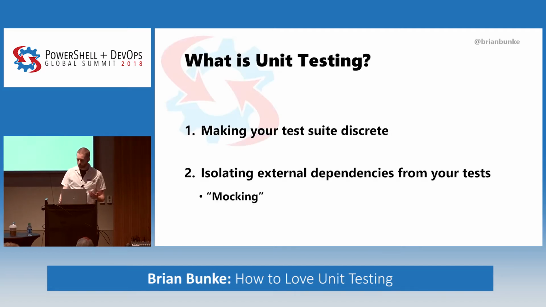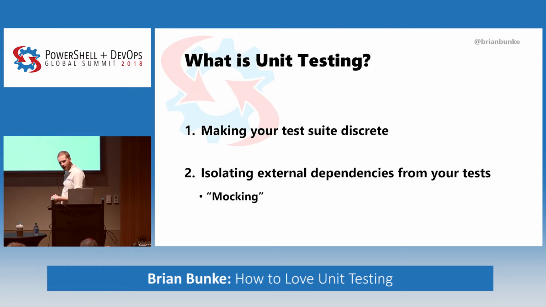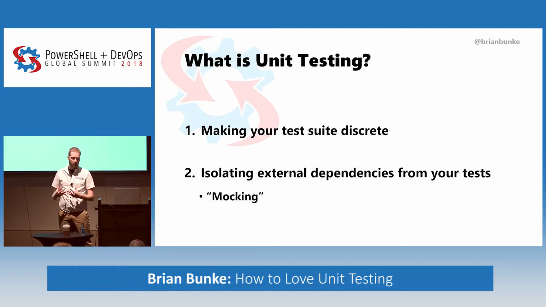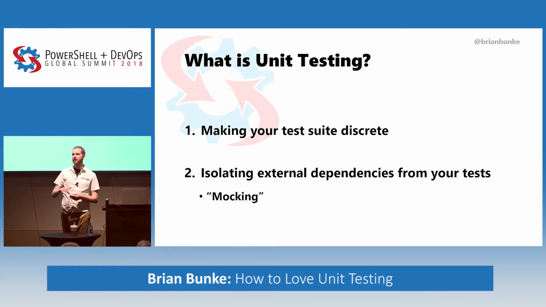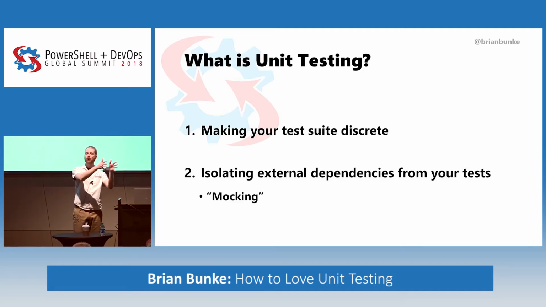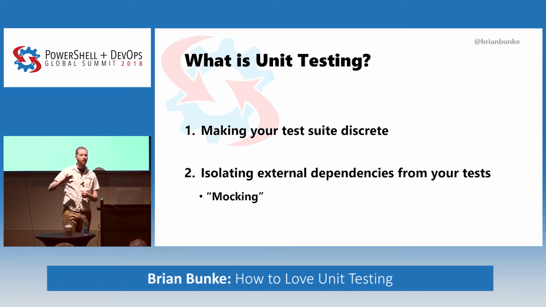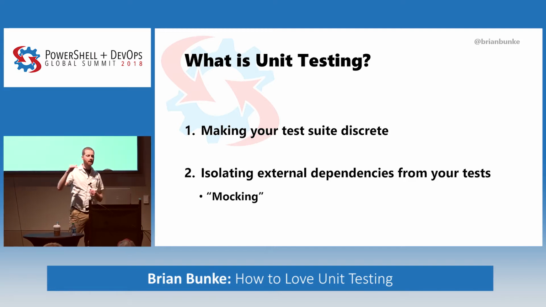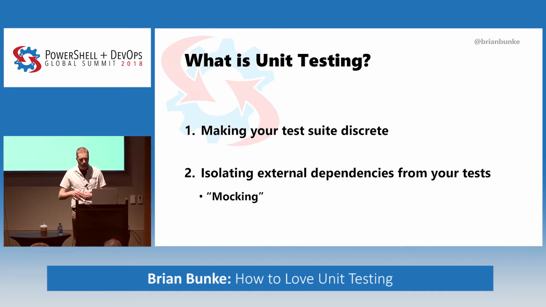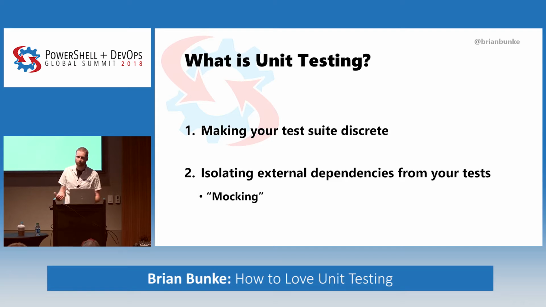So what are we actually talking about when I say that? Let me just give you my definition real quick. Number one, we're talking about making our test suite discrete. So for one function in your module, you have one correlated test that tests that function. You keep everything separate so the tests don't need to know about each other. That's where the term unit testing came from.